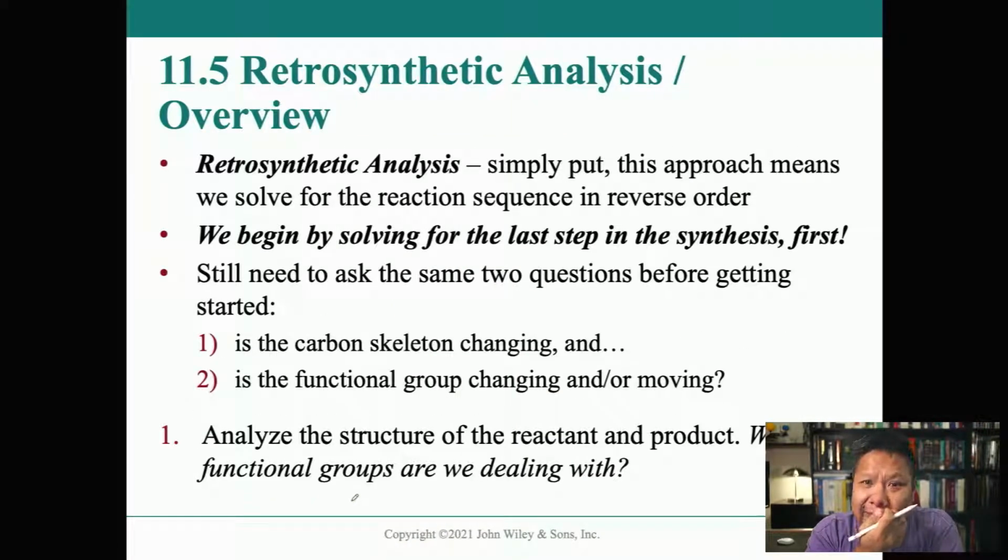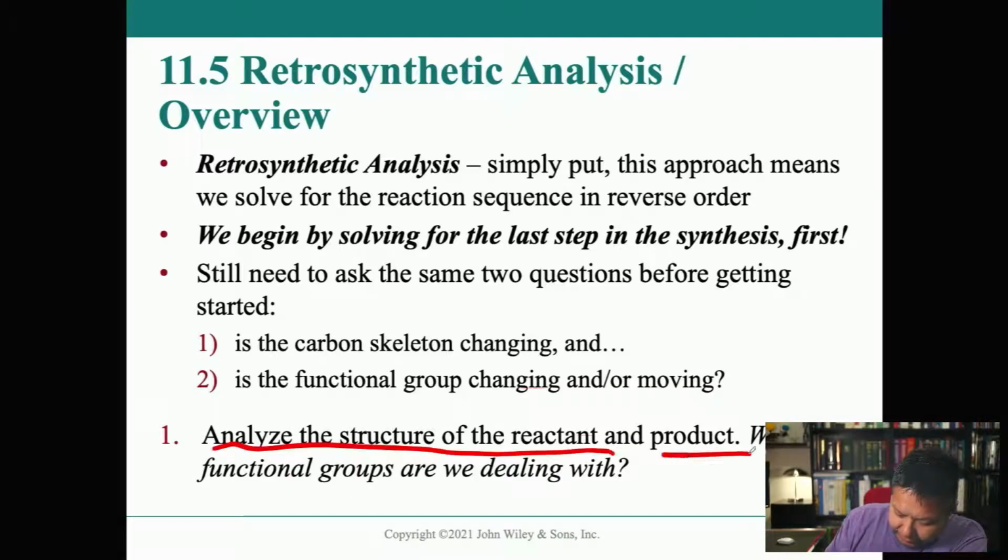So there's this thing called retrosynthetic analysis. In retrosynthetic analysis, simply put, this approach means we solve the reaction sequence in reverse order. We begin by solving the last step of the synthesis first. Still, we need to ask the 2 same questions, right? Is there a carbon skeleton that's changing, and is there a functional group changing or moving? So number 1, analyze the structure of the reactant and the product. What are the functional groups that we are dealing with?